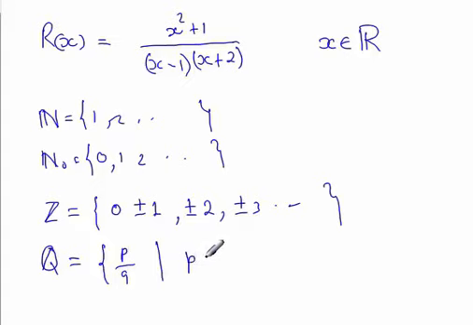Whereby P and Q are both integers. Under what conditions? P and Q can be integers, that's enough. And then Q mustn't be equal to 0. Why? Because the first commandment says, thou shalt not divide by 0. That's the thing. Thou shalt not divide by 0.